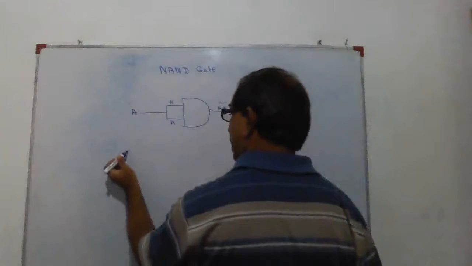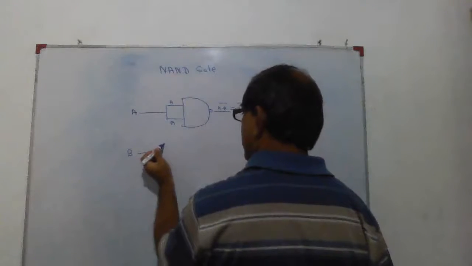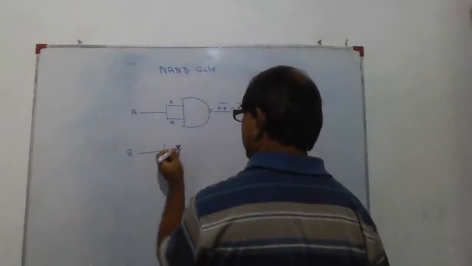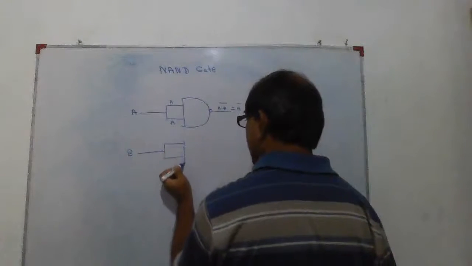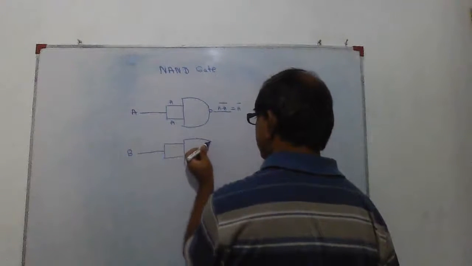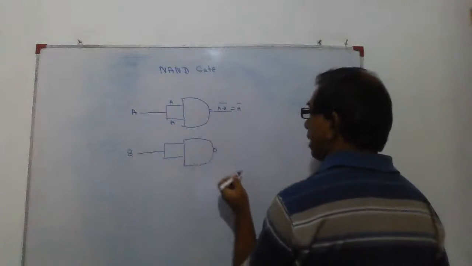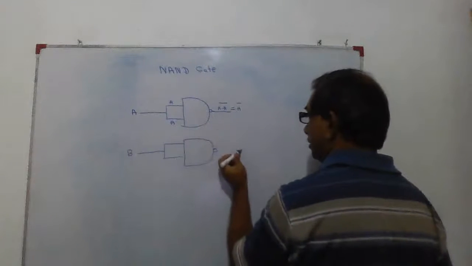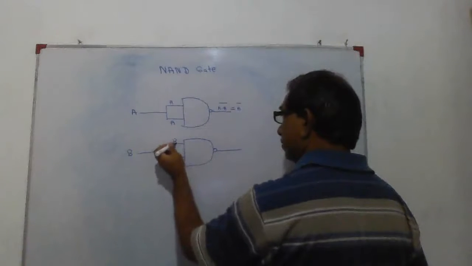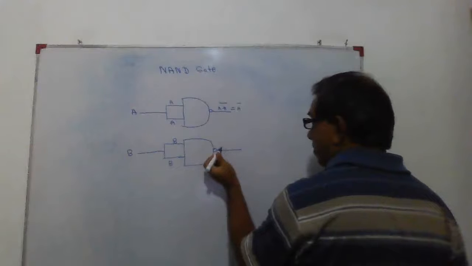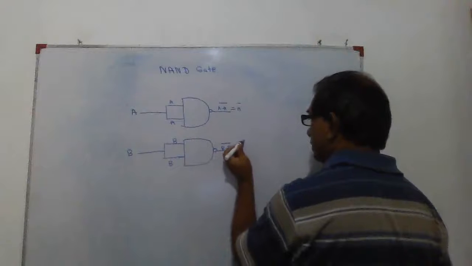You need another variable. It's better to take B. B is also input to another NAND gate. This is the second NAND gate. This time the NAND gate produces B from here and B from here, and B and B bar means B bar here.